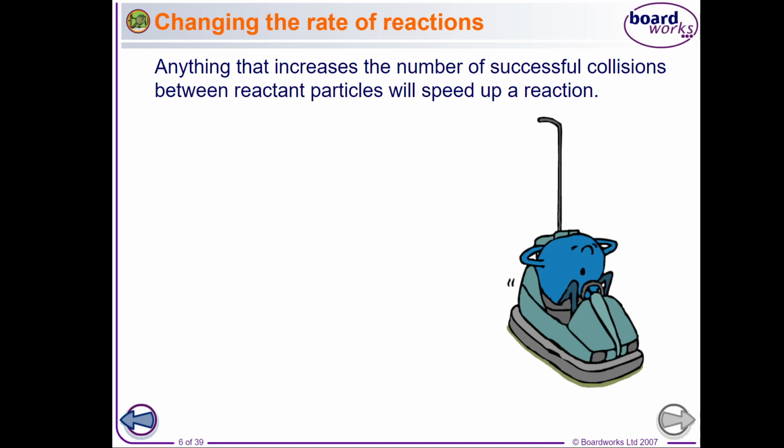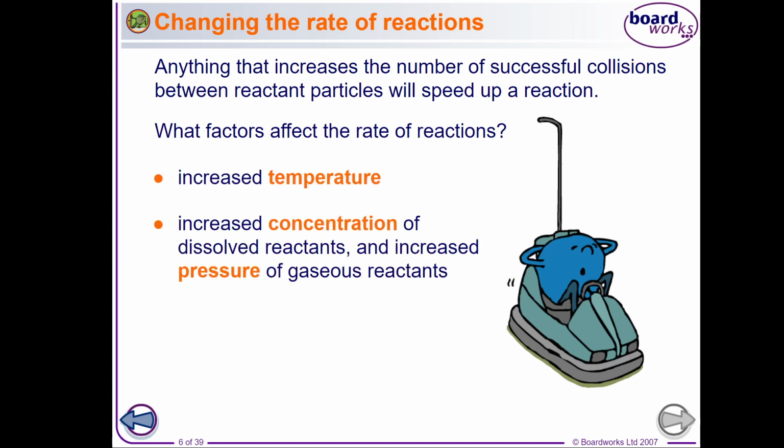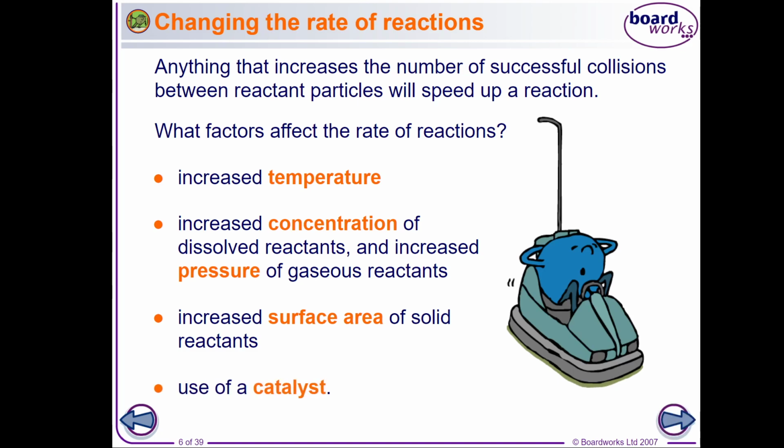Anything that increases the number of successful collisions between reactant particles is going to speed up a reaction. So things like increasing temperature, increasing concentration, increasing pressure of gases, increased surface area for solid reactants, and any use of a catalyst.